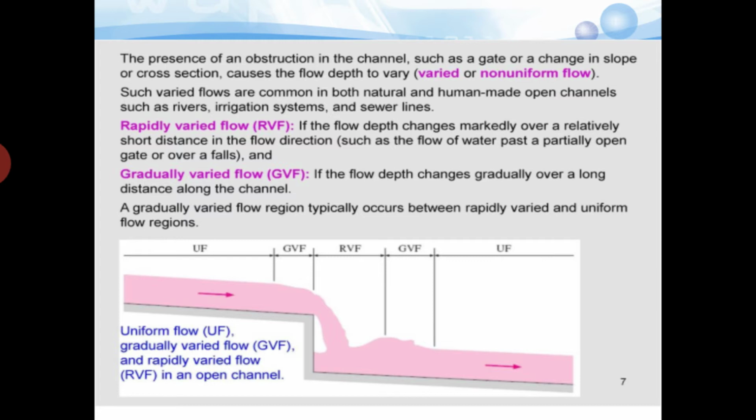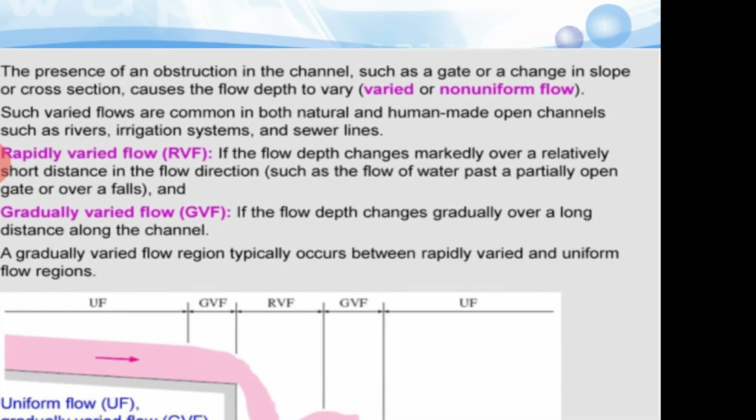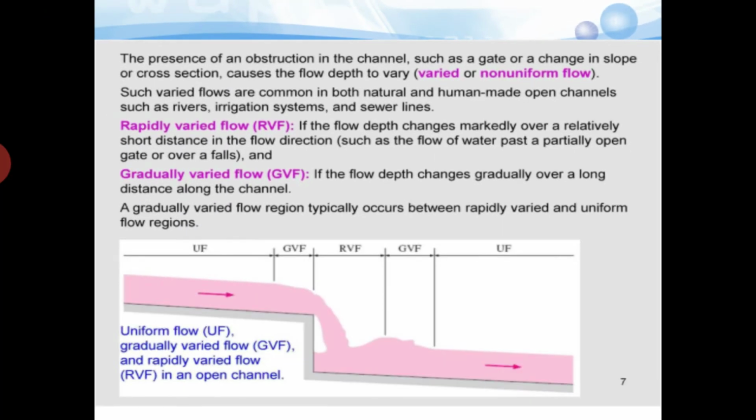So here, given the presence of an obstruction in a channel, such as a gate or a change in a slope or a cross section, causes the flow depth to vary. That is called varied or non-uniform flow. I'll repeat, the presence of an obstruction, I explained earlier, it could be a drop, it could be a hump in the channel, such as a gate or a change in a slope or cross section, causes the flow depth to vary. Then it is called a varied flow or a non-uniform flow.